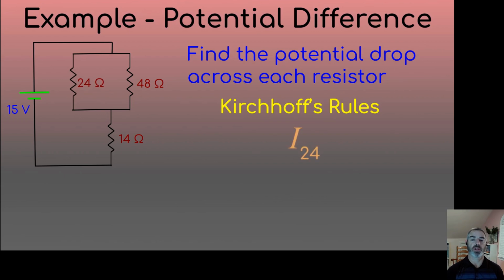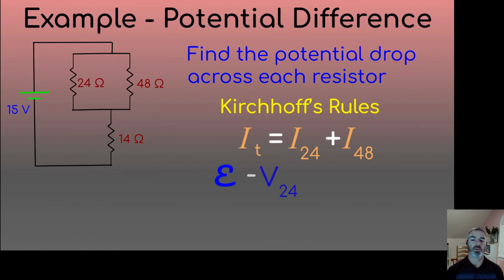So we know that the current through the 24 ohm resistor plus the current through the 48 ohm resistor is going to equal the current that's going through the 14 ohm resistor because it comes back together. That's the junction rule. And that 14 ohm resistor is reading the total current in the circuit and through the battery.